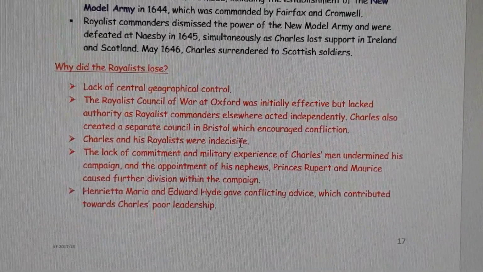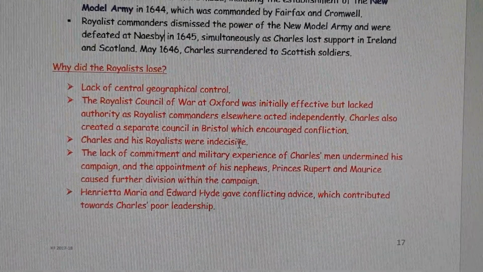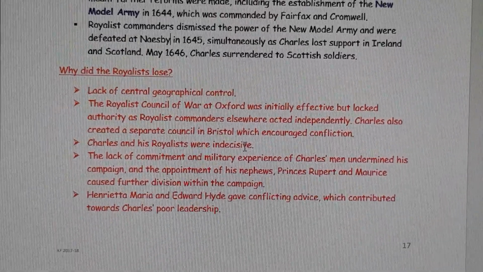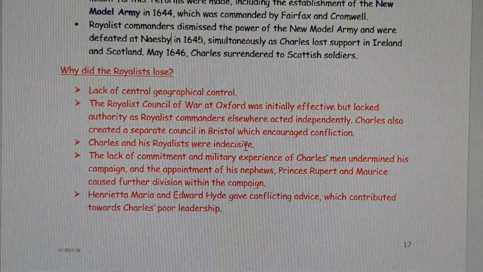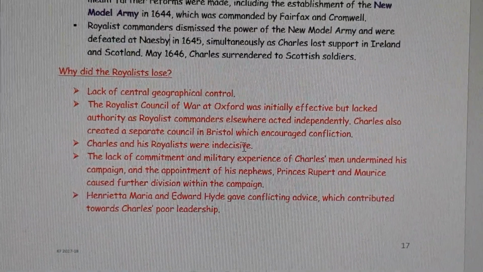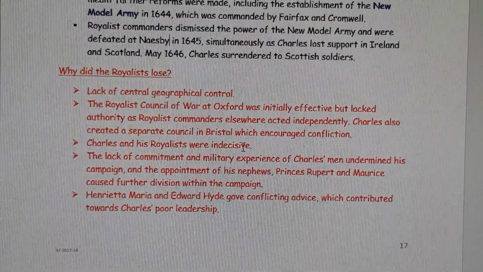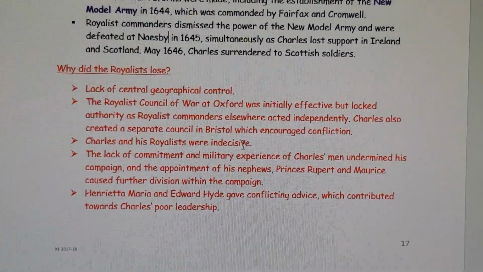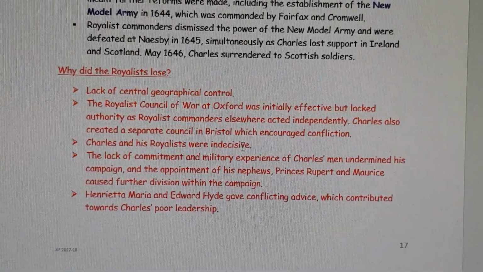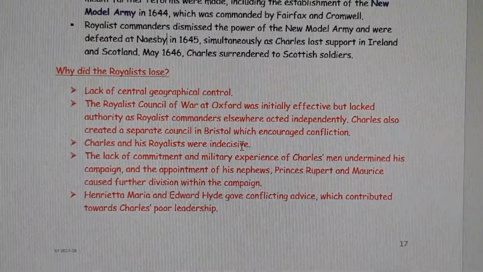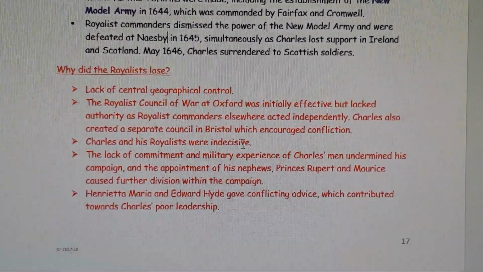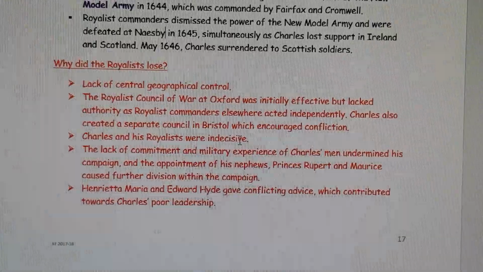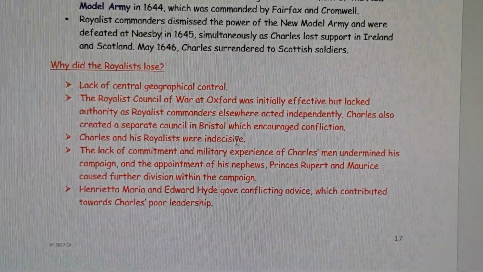One, there was a lack of central geographical control. Quite a lot of the areas that the Royalists took over were agricultural communities. The cities that they did acquire during the Civil War itself were not close to the political base of the country, and as a result of that they failed to expand their control effectively. Likewise, the Royalist Council of War at Oxford was initially effective but lacked authority, as Royalist commanders elsewhere acted independently. So there was no consistency across the commanders in the Royalist camp, who decided to act sporadically without consulting one another, and therefore there was no unity within their forces.